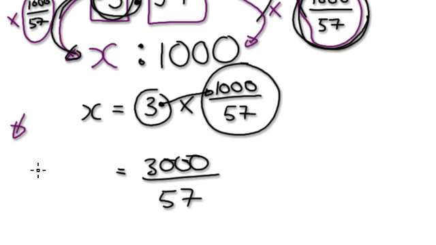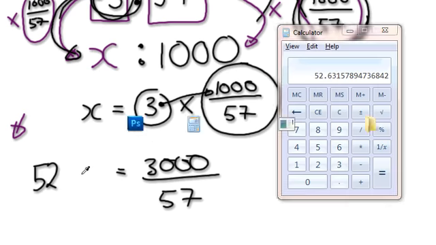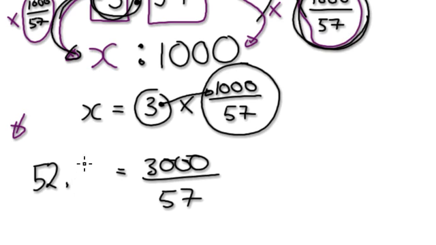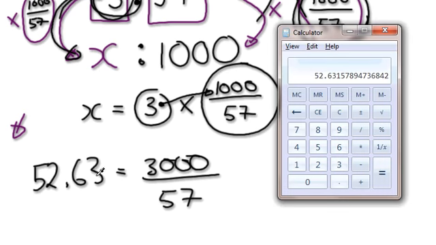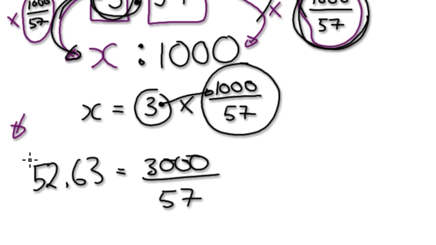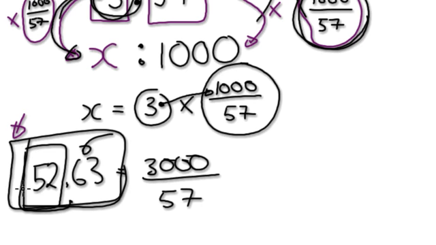The number of bananas that you would get for your 1000 peanuts would be 52.63. So you would get roughly 52 bananas and a bit over half more. So this would be your answer, 52.63 bananas.